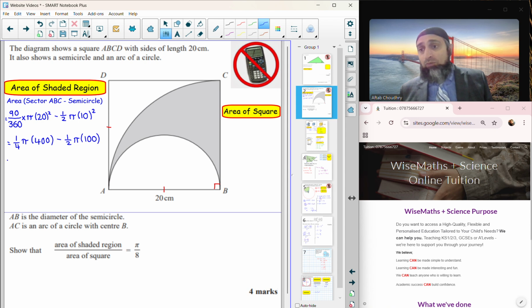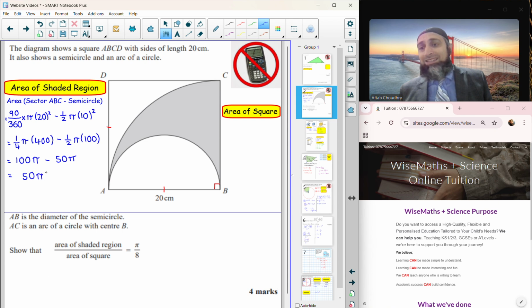And so therefore a quarter of 400 is 100 lots of pi, minus a half of 100, which is 50 lots of pi. And then when you subtract them from each other, you end up getting 50 pi.